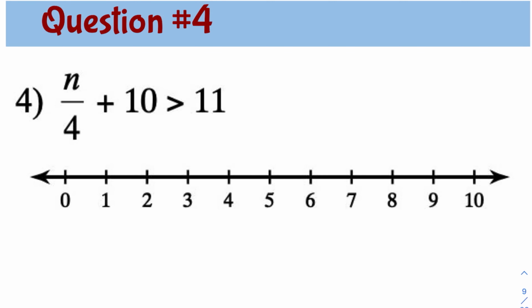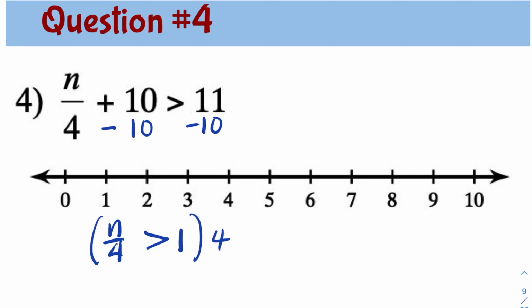Question number 4. n over 4 plus 10 is greater than 11. The first thing that we need to do is the inverse of plus 10, which is subtracting 10 from both sides. Simplifying this, we now have n over 4 is greater than 1. Since the variable is divided by 4, the inverse of dividing by 4 is multiplying by 4. So we need to multiply left and right by 4. When you multiply n over 4 by 4, that is now only n. Greater than 1 times 4 is 4. So the solution to this inequality is n is greater than 4.